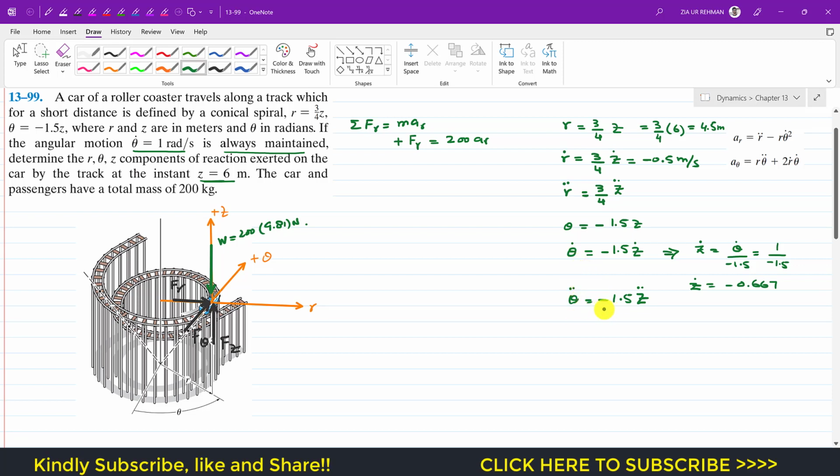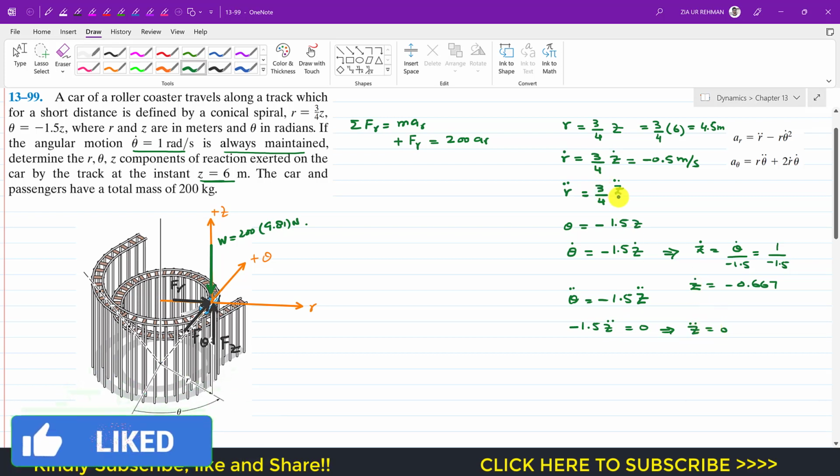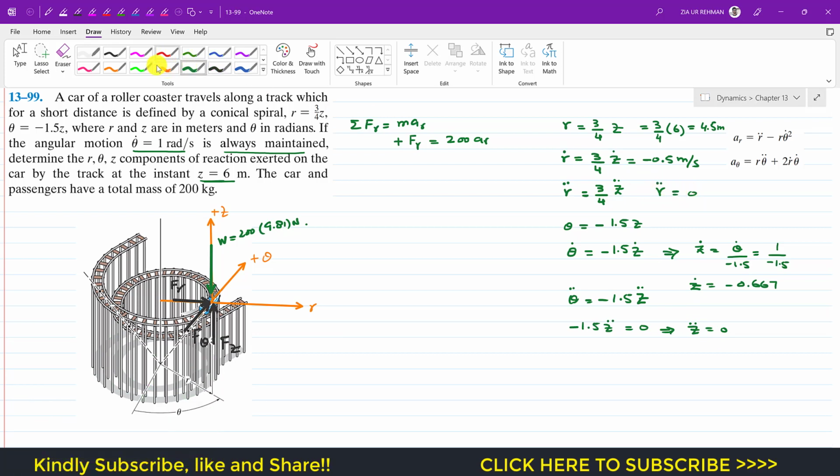So this means that if this is 0, we can write that minus 1.5 z double dot is equal to 0. So from this we can conclude that z double dot is also equal to 0. So if z double dot is 0, then this whole term will become 0 as well. So r double dot is also equal to 0. So now we can find the acceleration in the radial direction, a r. So this is r double dot. So r double dot is 0.